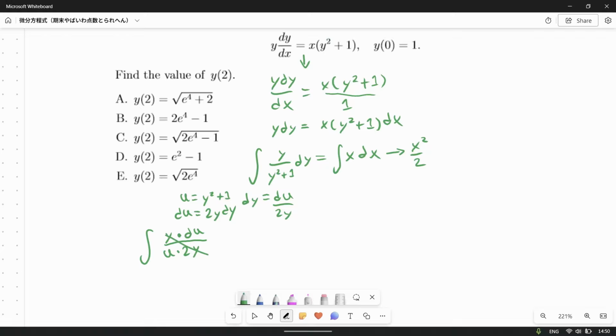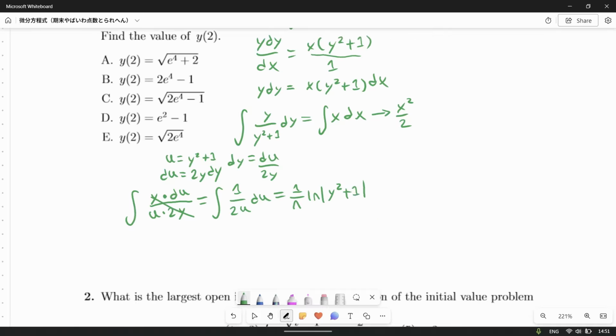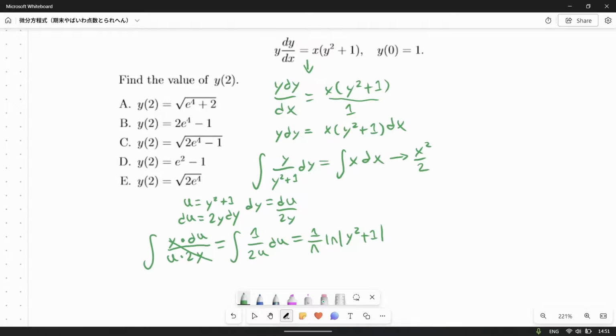And then these two y's are going to cancel, so you end up with the integral of just 1/(2u) du. And then that just equals 1/2 times the natural log of the absolute value of u. And we know that u is y squared plus 1, so we can just put y squared plus 1 back into here. And I wrote an n there, that's supposed to be a 2, my bad.